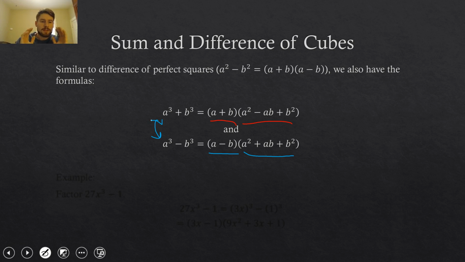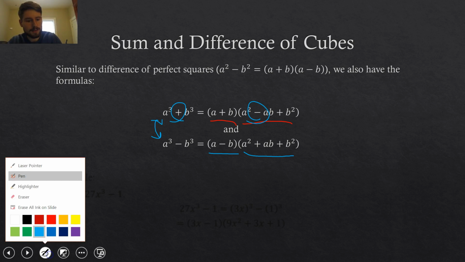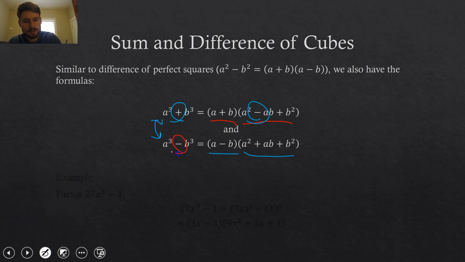And if you have a sum of perfect cubes, the linear factor is positive, a plus b, and then you've got a minus with the middle term in the trinomial. So this minus and this plus go together, and then this minus and this minus go together. Okay, and then everything else is positive. So here's an example. Let's factor 27x cubed minus 1.